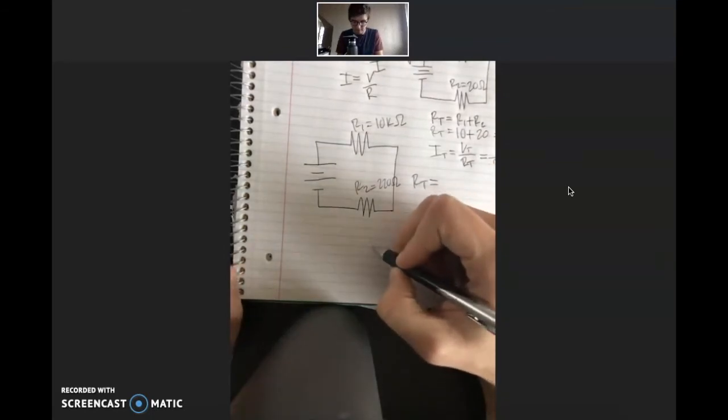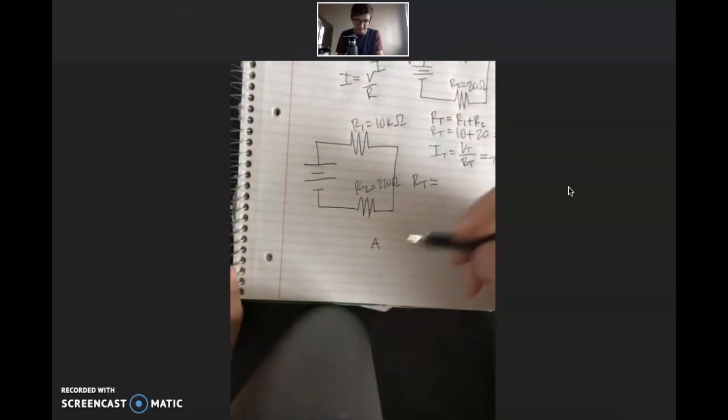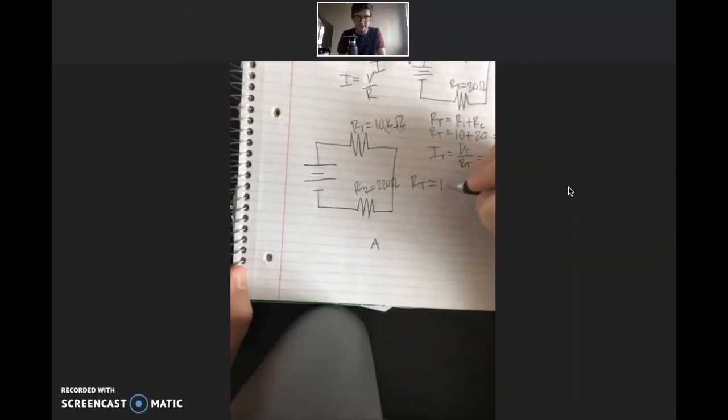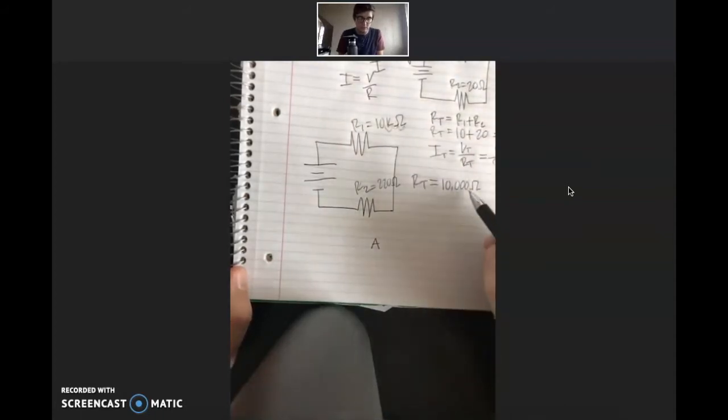So if we have our base, I'm just going to do amps because it's an easy letter. So if I have kilo ohms and I'm trying to move it to regular ohms, I need to move my decimal place to the right 3 spots. So that would make this right here 10,000 ohms. So then when I move this back 1, 2, 3, it would be 10k ohms right there.